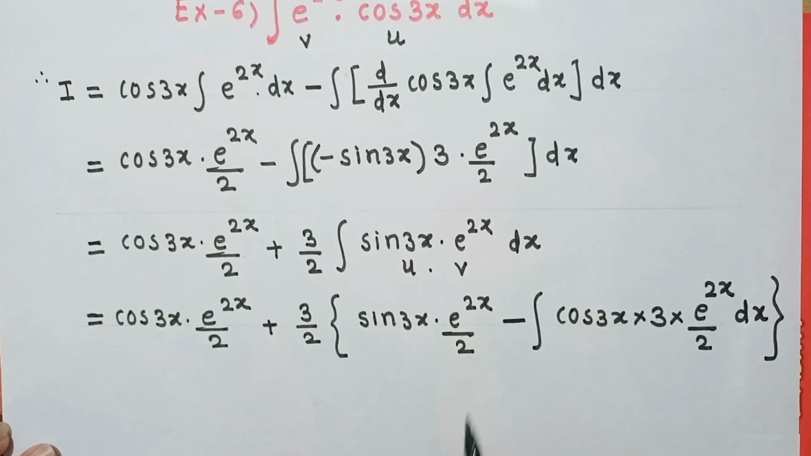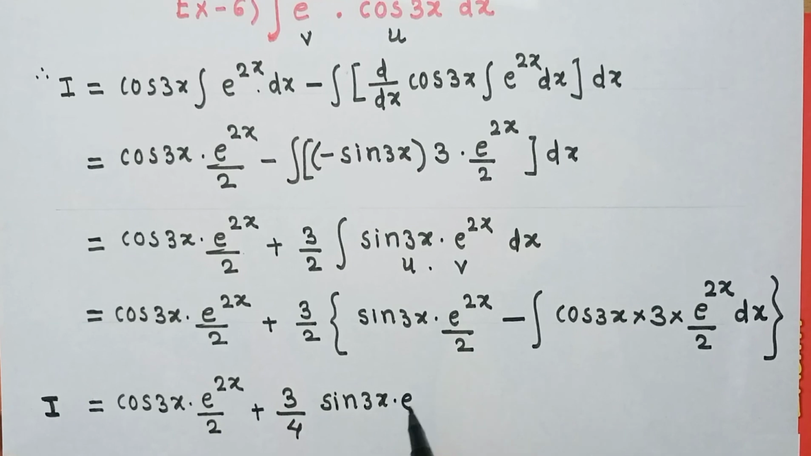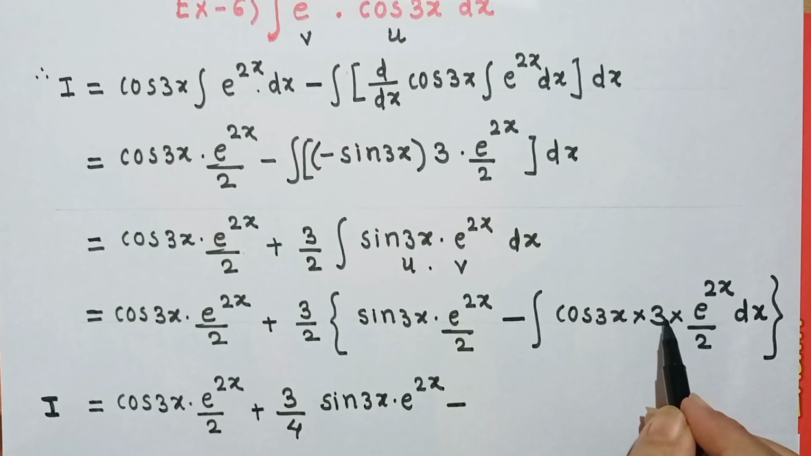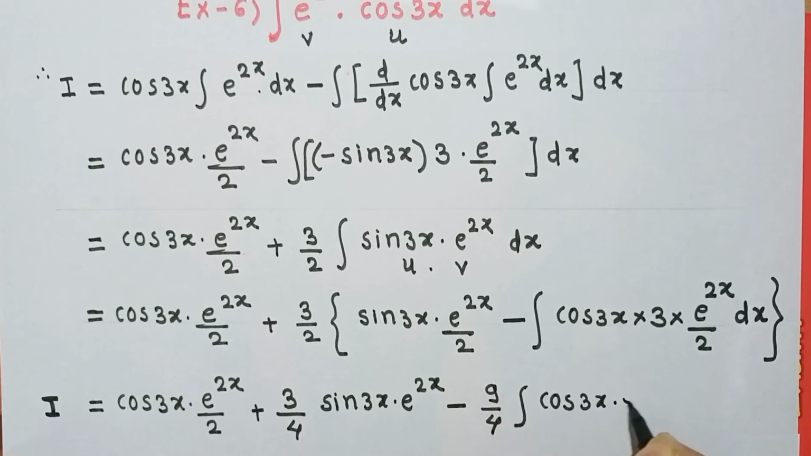Now again we will solve this bracket. Now check here, we will take this 2 constant outside. So here 3 upon 2 twos are 4 and then sine of 3x into e raised to 2x. Again minus, then this 3 upon 2 and 3 upon 2 means 9 upon 4 and then integration into e raised to 2x into dx. But this is nothing but our given integral I.